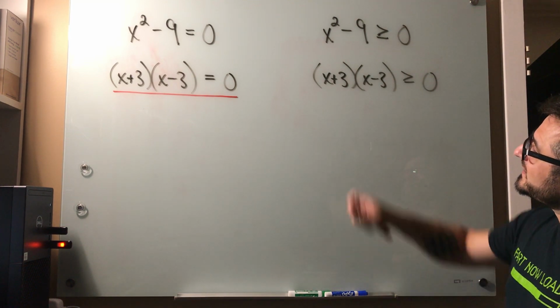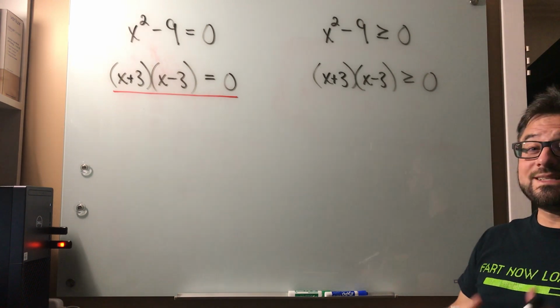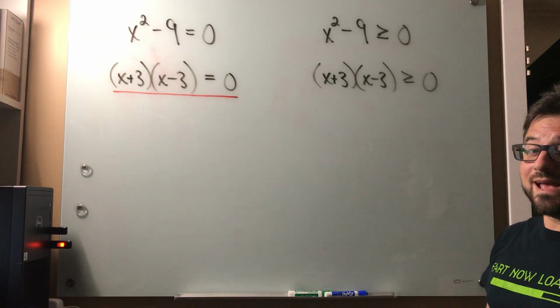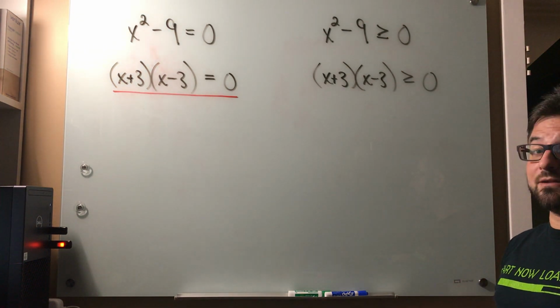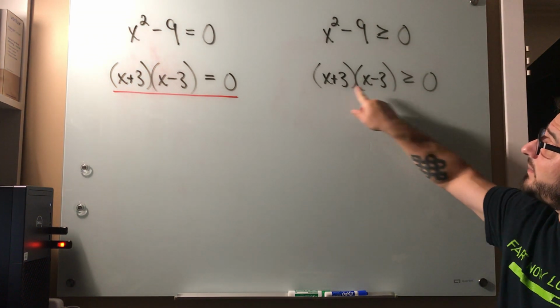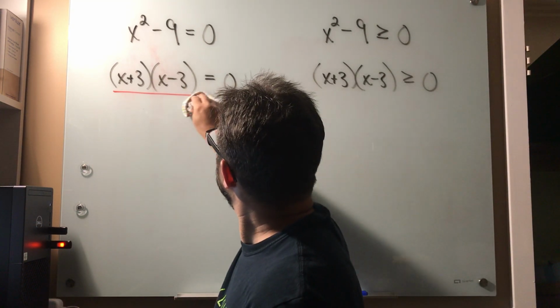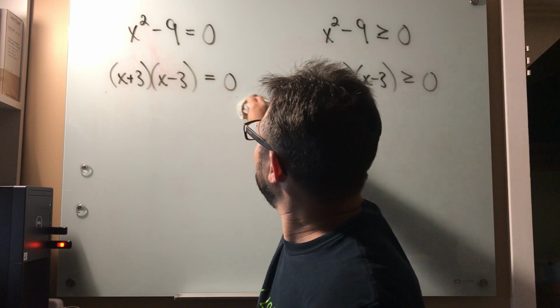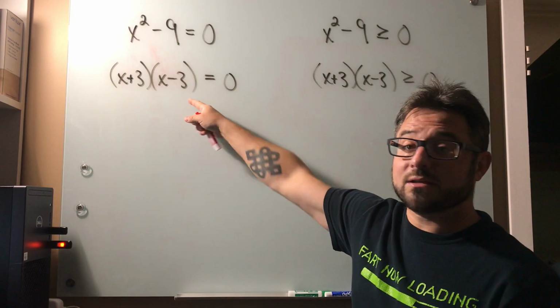Now, it is incorrect to set each factor greater than or equal to 0, but if we did make that mistake, we would get the same 2 values as a result. -3 from this, and +3 from that. The same 2 values we would get using the equation.